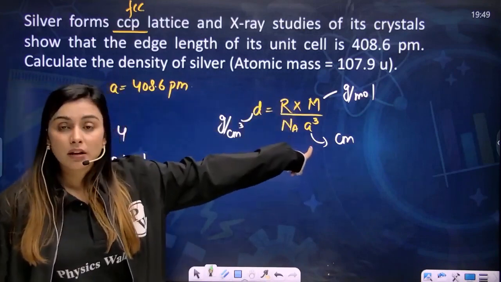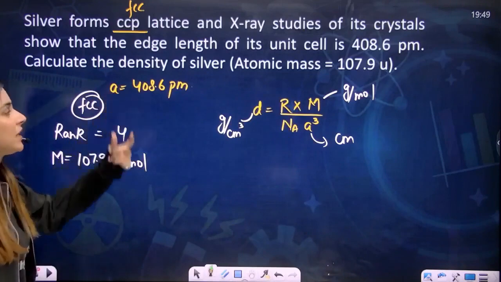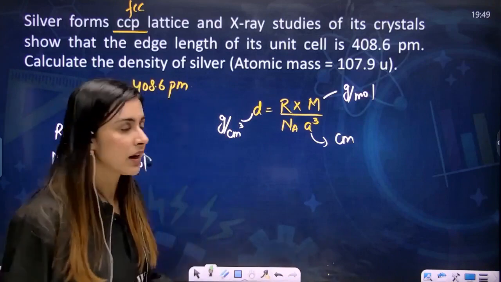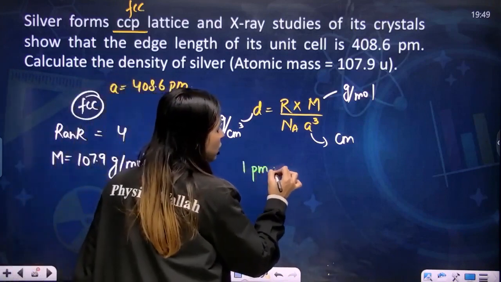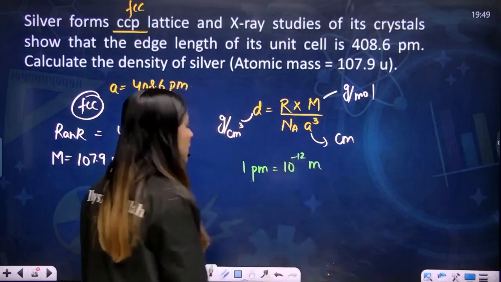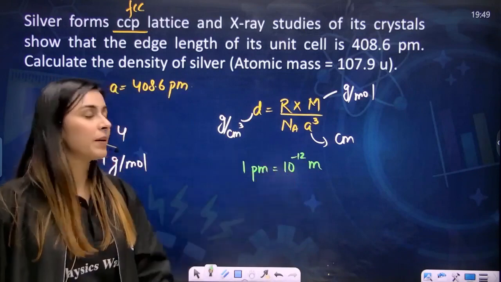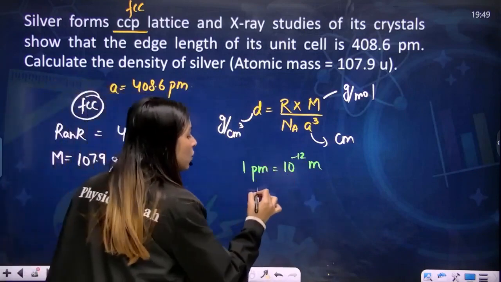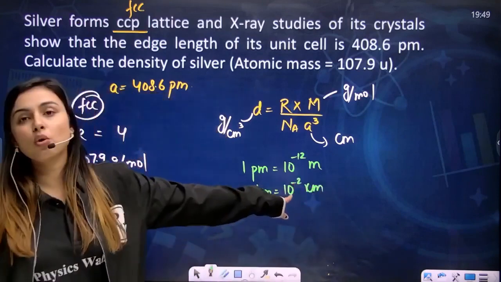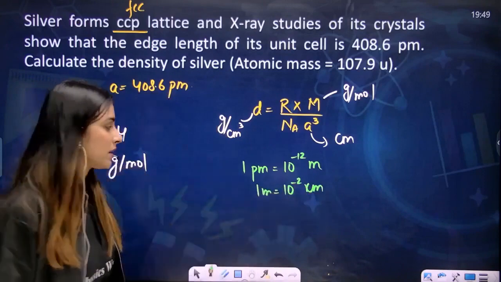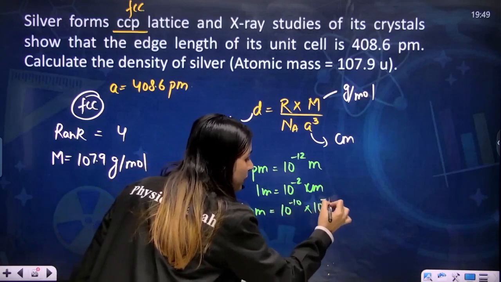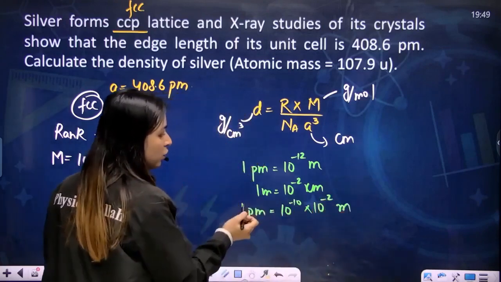We need the edge length in centimeters, but we have the edge length in picometer. So we'll have to convert picometer into centimeter. How are we going to do that? You know that 1 picometer is equal to 10 raised to the power minus 12 meters. And 1 meter is equal to 10 raised to the power 2 centimeters.